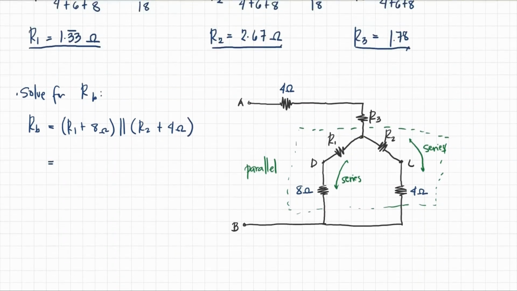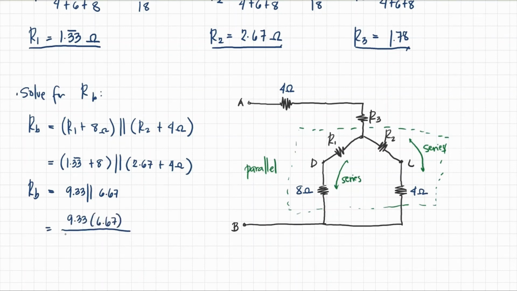So you just have to substitute the values. That is 1.33 plus 8 parallel with 2.67 plus 4. Okay, so that is 9.33 in parallel with 6.67. So use the formula for parallel connected resistors, and RB will be 3.8889. So that is the value of RB.